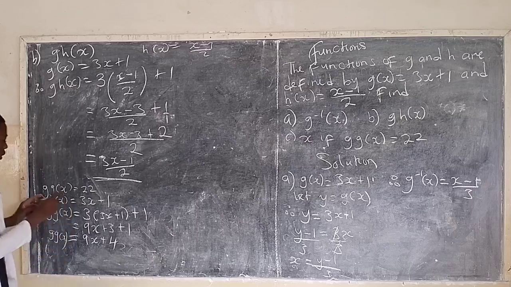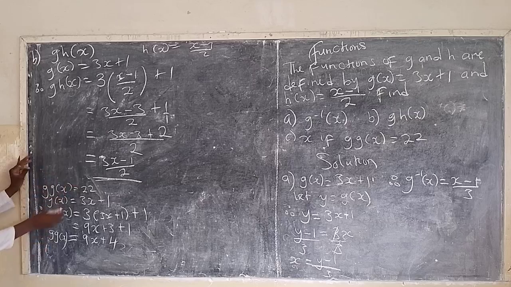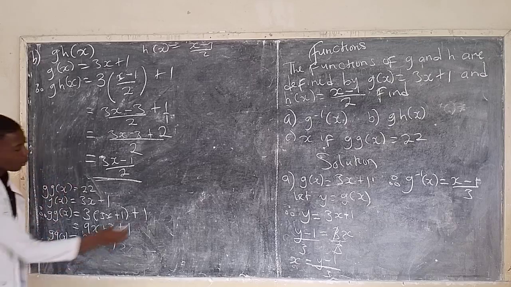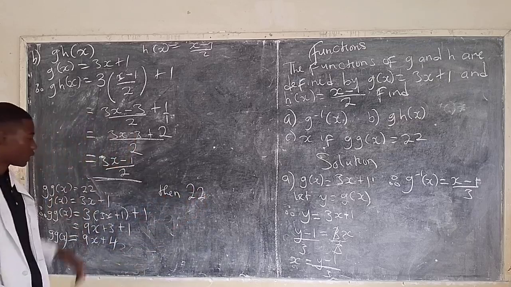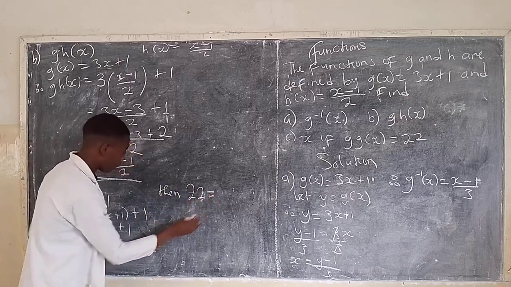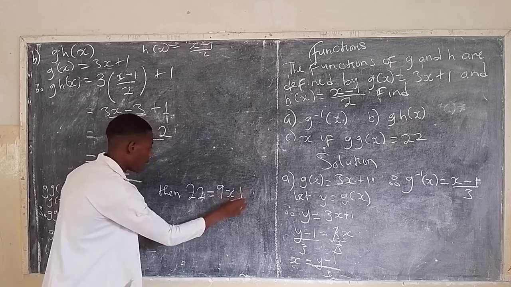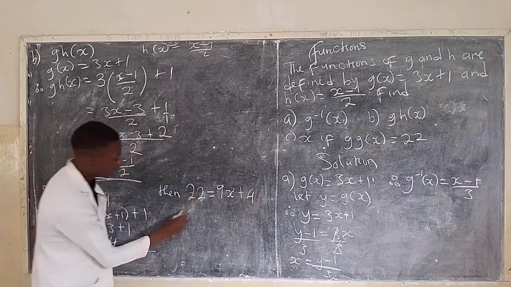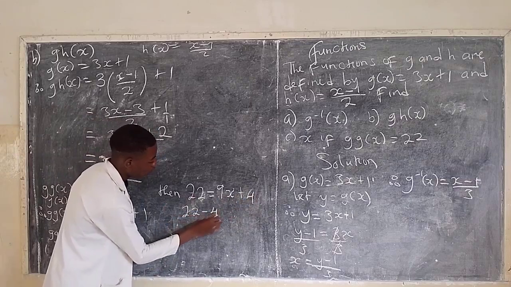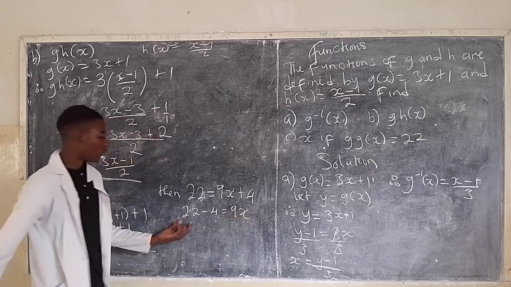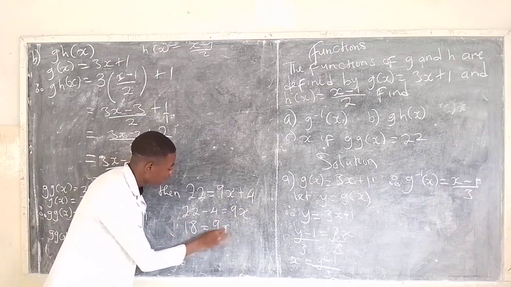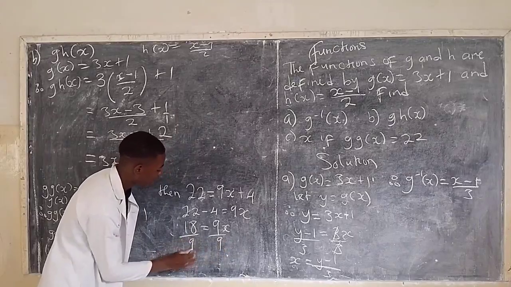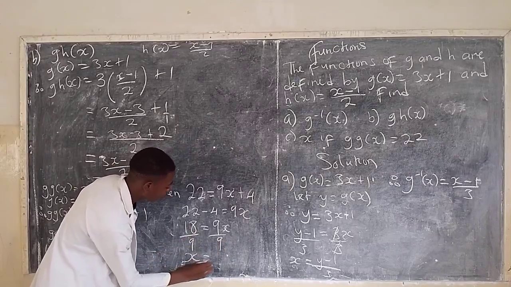Now, remember that gg of x is equal to 22. Therefore, where there is gg of x, we put 22 here. So 22 is equal to 9x plus 4. Then collecting the like terms, we have 22 minus 4 equals 9x. When we subtract 22 minus 4, we get 18 equals 9x. Then dividing by 9 on both sides, we get x equal to 2.